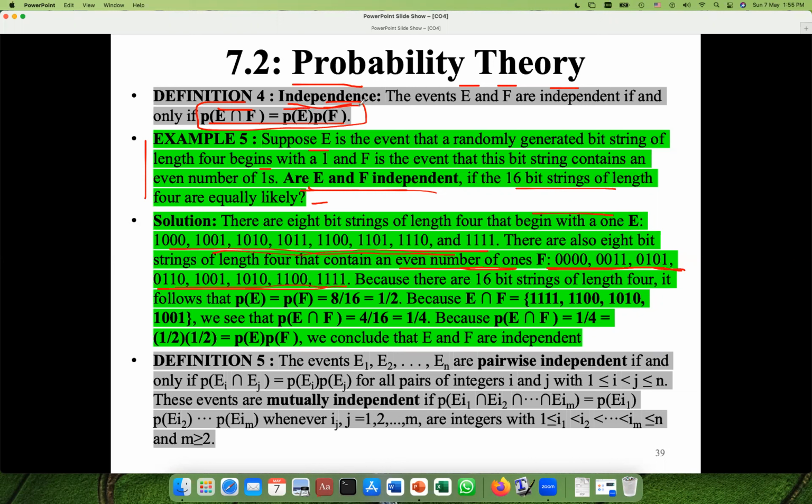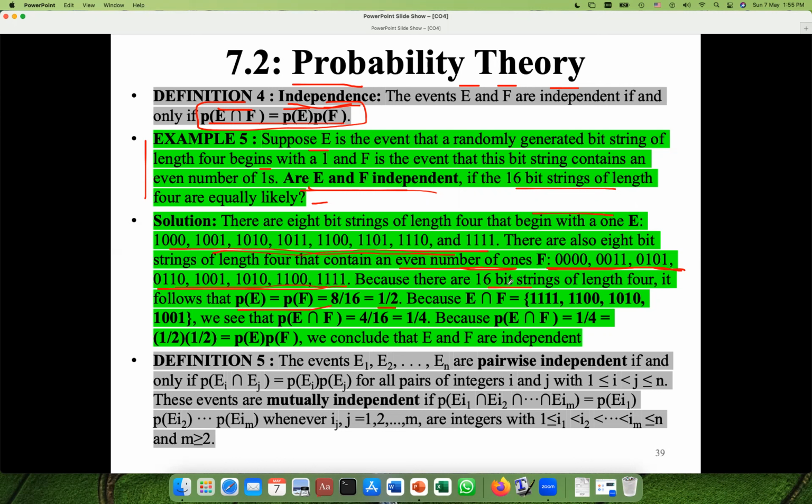There are 16 bit strings. So for the probability of E, those starting with 1 are 8, so 8 by 16. And the probability of F is what? 1, 2, 3, 4, 5, 6, 7, 8. So these are also 8. That's why it is written for both. The probabilities of E and F are both 8 by 16, which is 1 over 2.